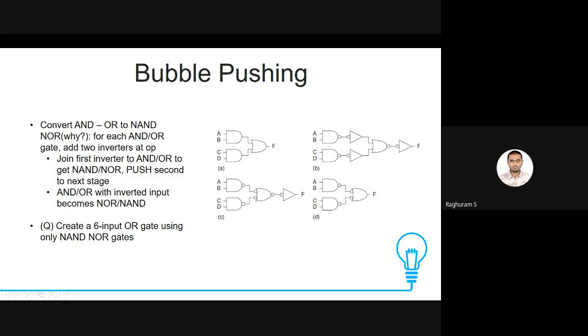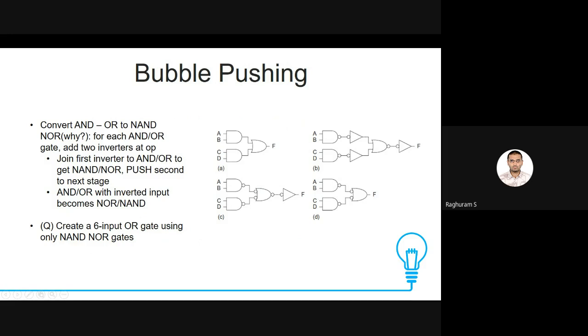So in the end, we have implemented F equal to AB plus CD without any AND or OR gates. We have one NAND gate, another NAND gate, and this is also a NAND gate. And that is the idea of bubble pushing.